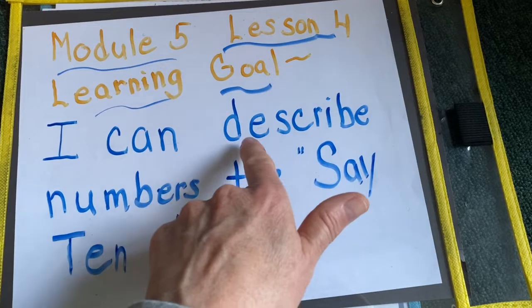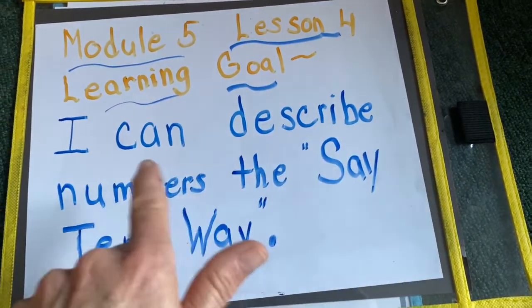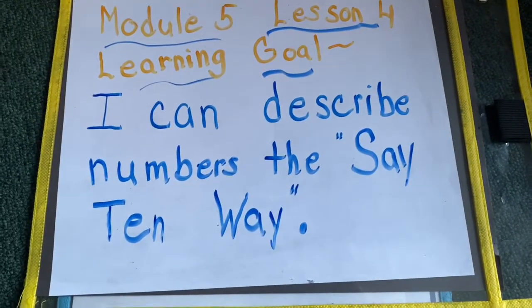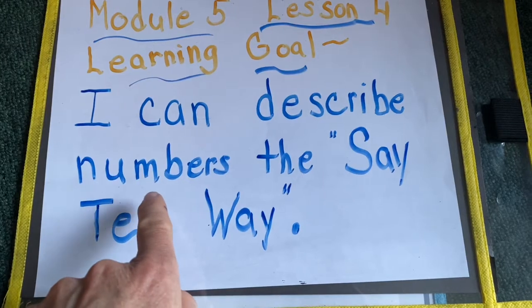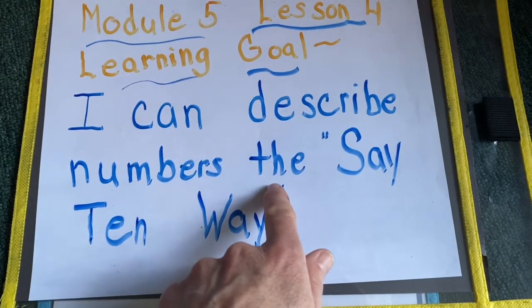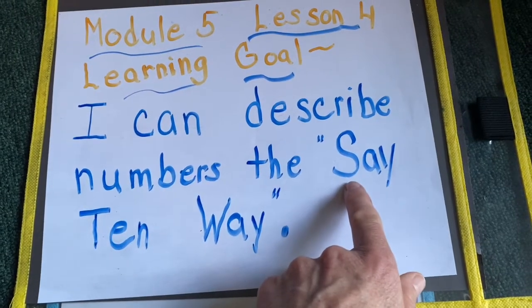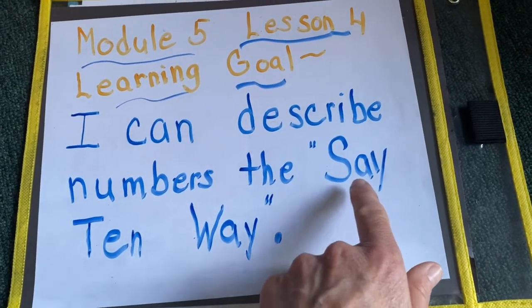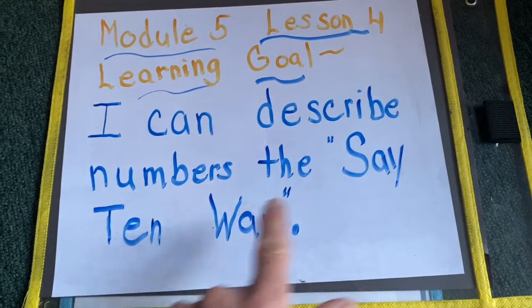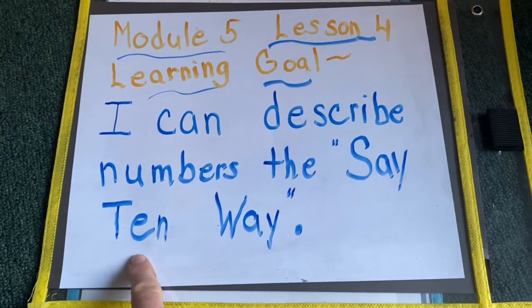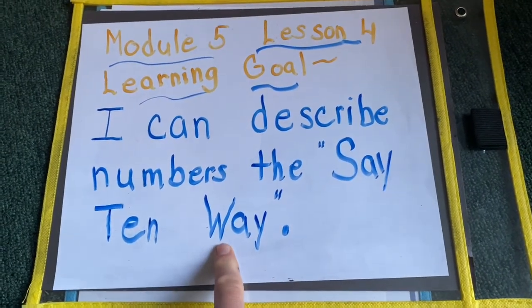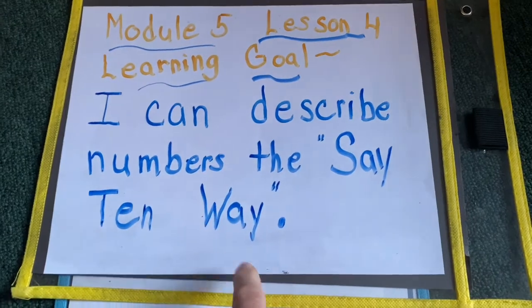I can describe. Describe, yeah, remember, tell about. Numbers. The say. Almost looks like our sight word says, but it's say. The say 10 way. The say 10 way, okay?